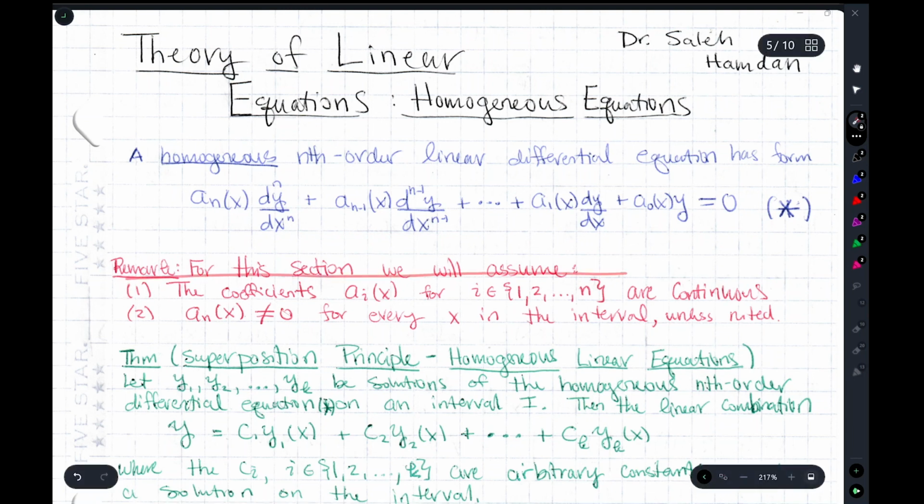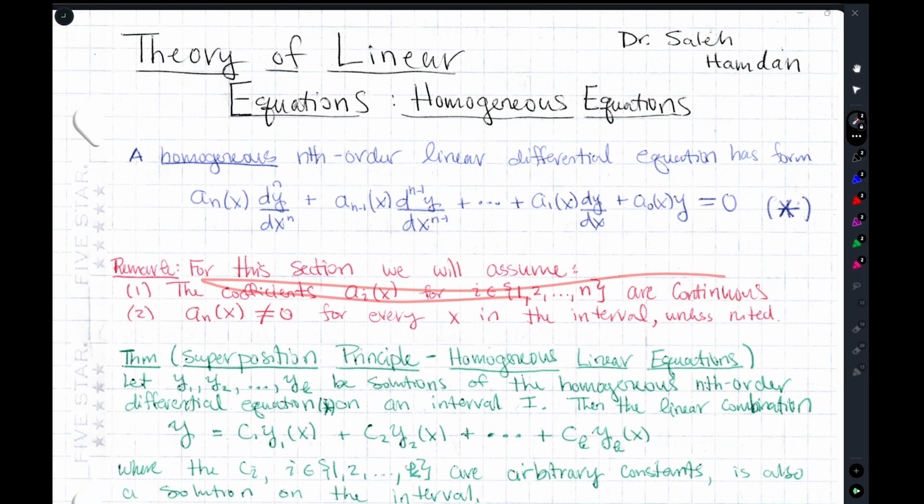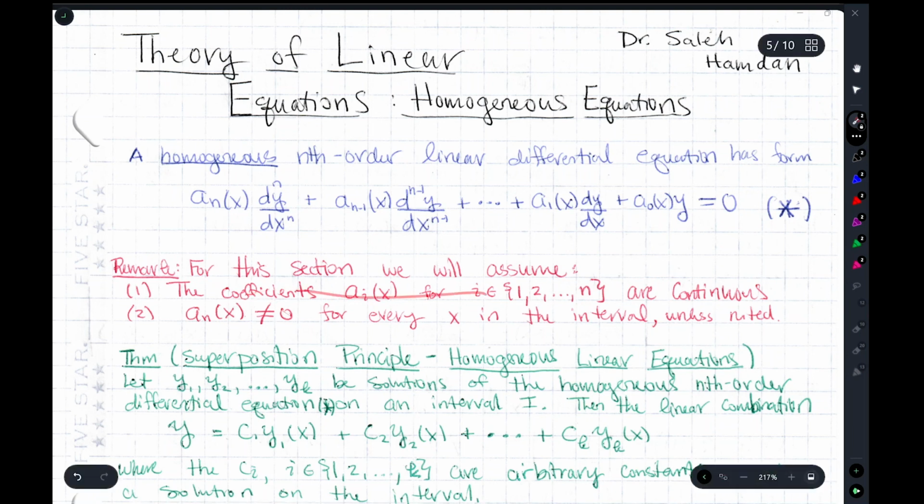So remark for this section, we're going to assume that all of these coefficients are continuous. Okay, so we won't keep repeating that over and over again. So just take it as a blanket statement. Unless otherwise noted, all the coefficients will be continuous. And the highest coefficient, the an, is not 0 for every x in the interval. So it's identically not 0. It will not be 0 at any point in the interval unless we note that. Okay, so just take those as blanket assumptions for our discourse.